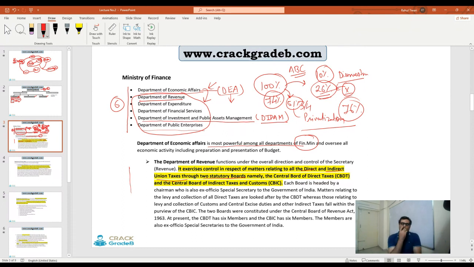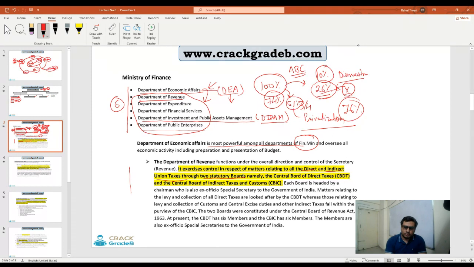What is a statutory body? Do you know what a statutory body is? Is Niti Aayog a statutory body? Yes or no? Do you know? If you don't know, please listen very carefully.